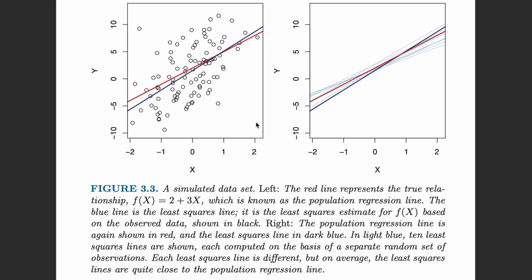So these estimated lines, there is some variability involved. And this red one is the population regression line, and the rest of the lines are the lines that you would get if you would look at a different sample from the same data generating process. So each least squares line is different because it comes from a different data set, but on average, the least squares lines are quite close to the population regression line because they are all fitted to data sets that come from the same data generating process.